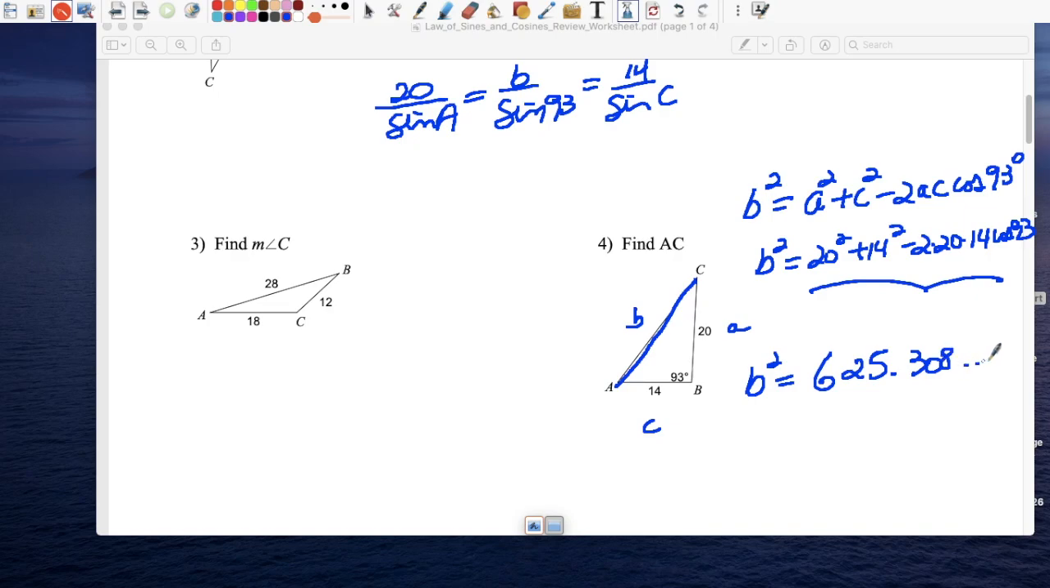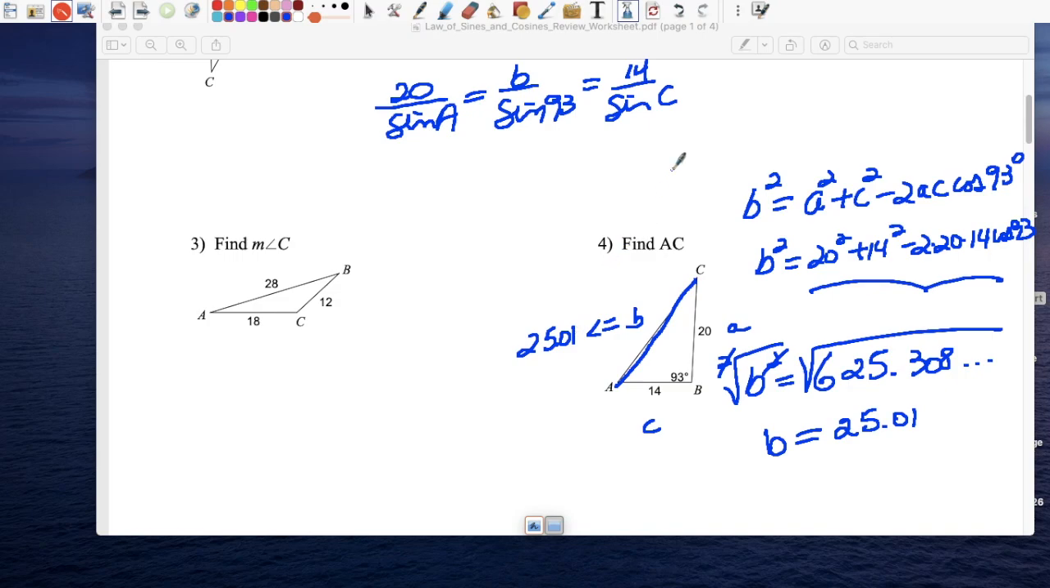625.308, etc. Right? So now we're going to take the square root of both sides. That gets rid of our exponent here. So B equals 25.01. Sorry, not degrees, units, because we're talking about the side. 25.01. Okay. If you look at your answers, the answer is 25 because they're rounding to the nearest 10.